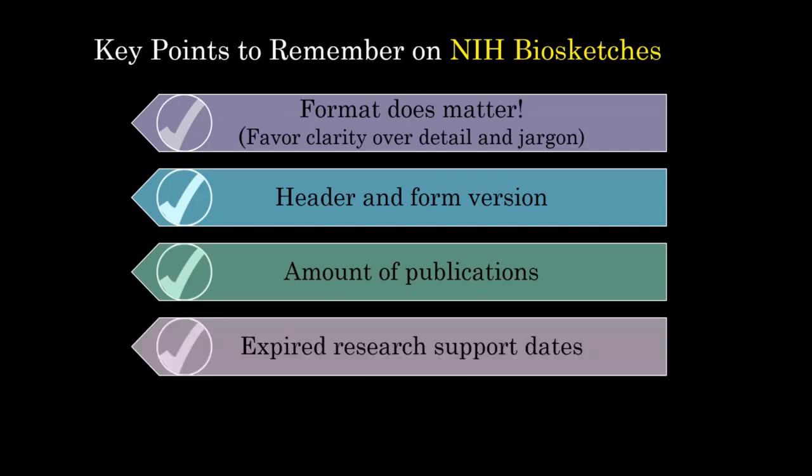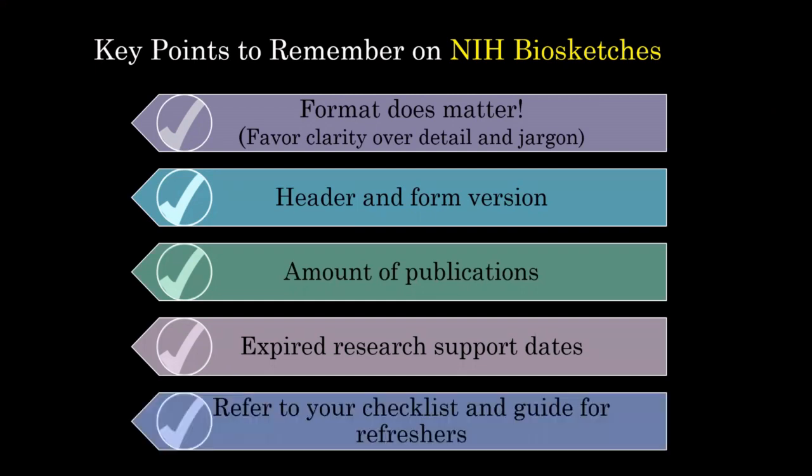Expired research support dates. Make sure you're reviewing Section D, and if you see anything that's expired on there, check with the PI. Maybe it went into a no-cost extension. If so, we need to adjust the dates, or if it's truly ended, then we need to remove that grant listed there and move it to the completed section. Refer to your checklist and guide for a refresher.